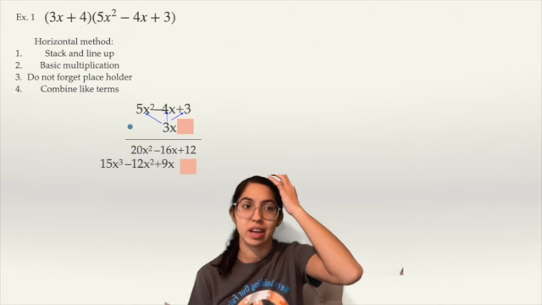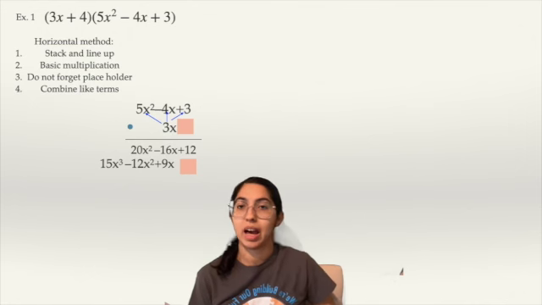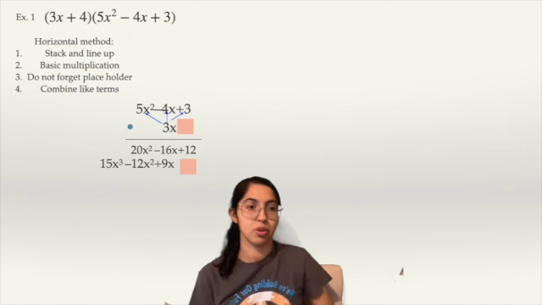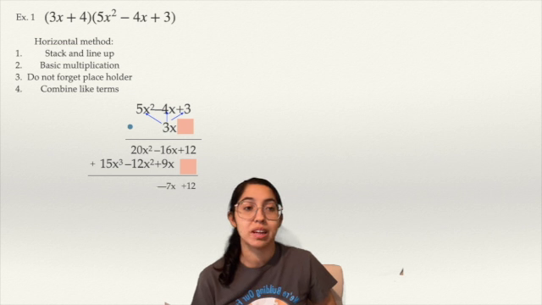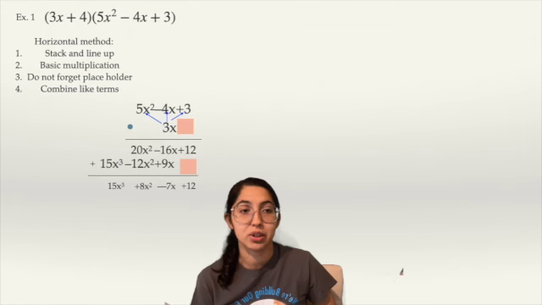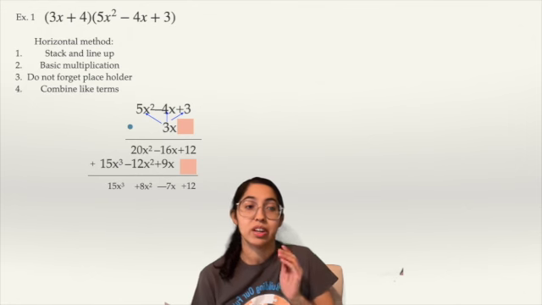Just like in multiplication, now we just add up. Literally just go down, combine like terms. So 12 plus nothing is plus 12. Negative 16 plus 9 is negative 7x. 20 minus 12 would be 8x squared, and 15x cubed is just 15x cubed. So that is our answer.